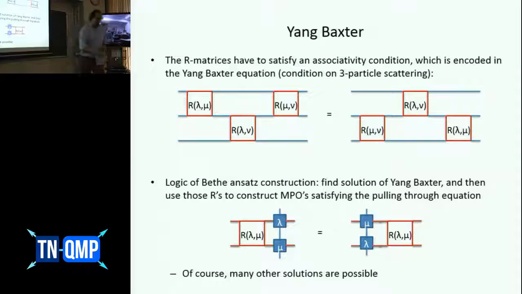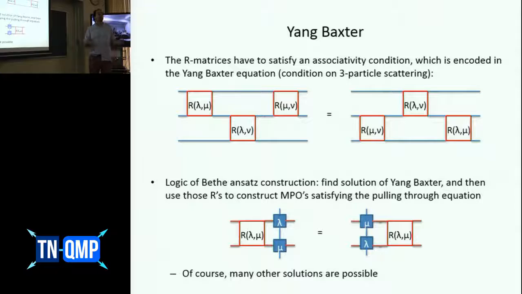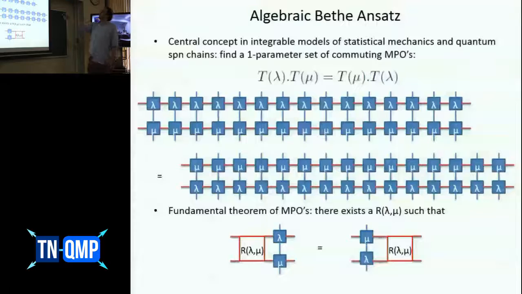So what is the logic here? We say I want to impose algebraic relations among a one-parameter family of matrix product operators. The fact that this has to be equal to this means that there must exist a gauge transform that transforms mu lambda into lambda mu. That's the fundamental theorem of matrix product states. Now, if there exists such an R matrix that satisfies this, these R matrices themselves must satisfy the associativity conditions. Otherwise, it cannot be. This is just a consistency equation, and it turns out that this is the only consistency equation you have to impose on these R matrices. So what you do then is find solutions of these R matrices, and using the solution of the R matrix, you can find solutions for these matrix product operators themselves.